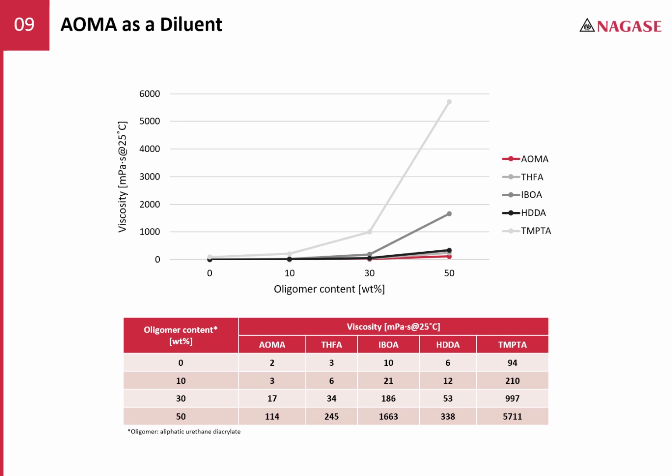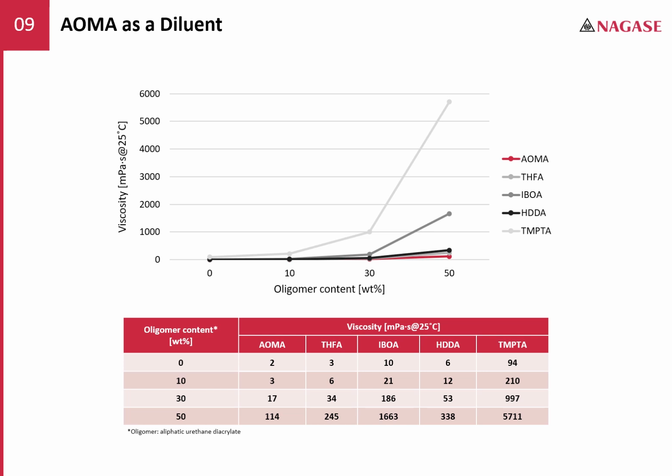Now, how does AOMA serve as a diluent? I mentioned early on that because of its low viscosity, it could serve as a very good diluent, which is why monomers are commonly used in our formulations. The chart that you see, the graph at the top, with viscosity on the left-hand side and oligomer content on the x-axis, is made from the data that's shown in the table below it. So these are the exact same. It's the exact same experiment.